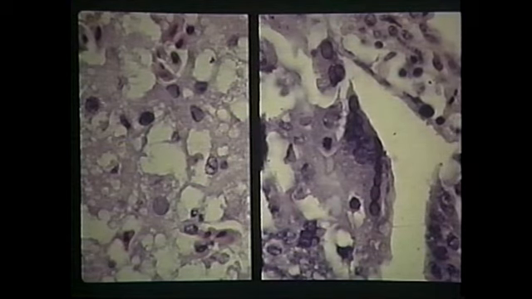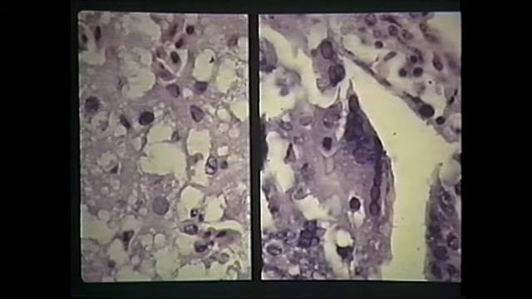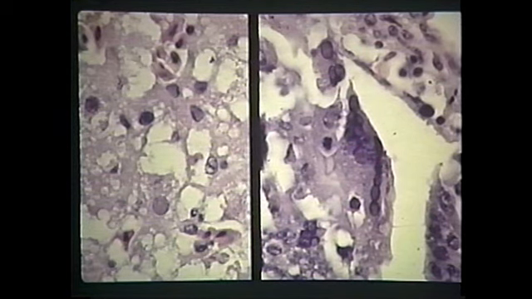These are H&E stained tissue sections of lung parenchyma showing the presence of eosinophilic intranuclear inclusions, and this is a syncytial cell. Multinucleate cell, each individual nucleus has an eosinophilic inclusion.